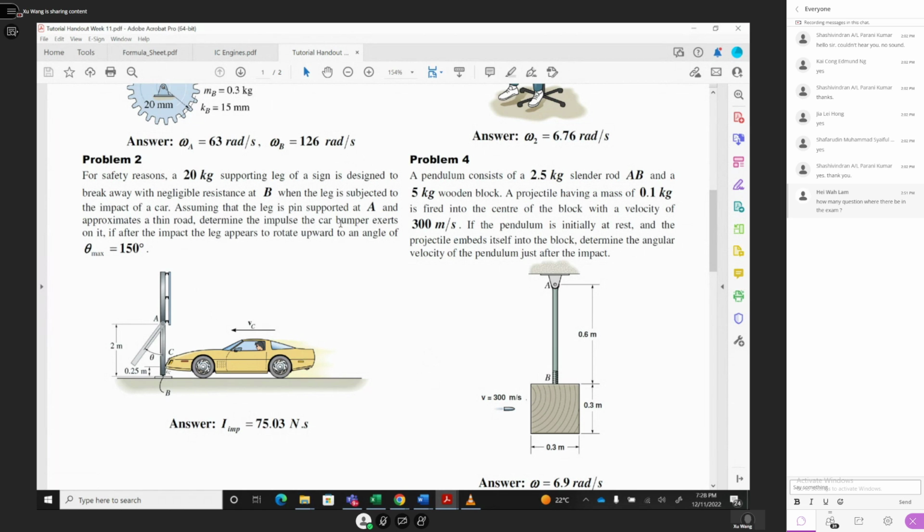Determine the impact of the car bumper. This impact, which is F times T, determine it, and apply it. If after impact the leg appears to rotate upward to 150 degrees, how can we do that?